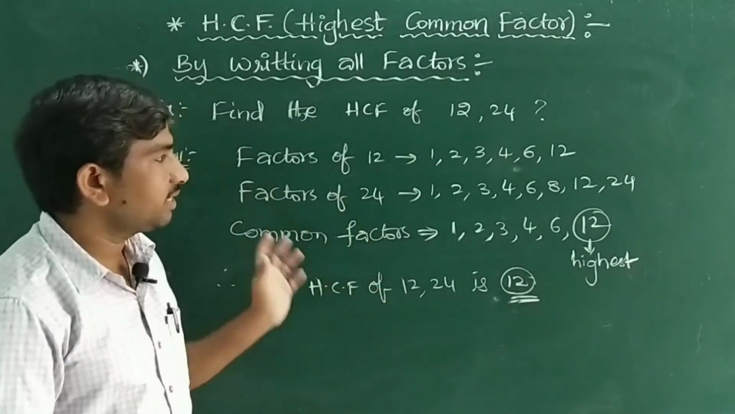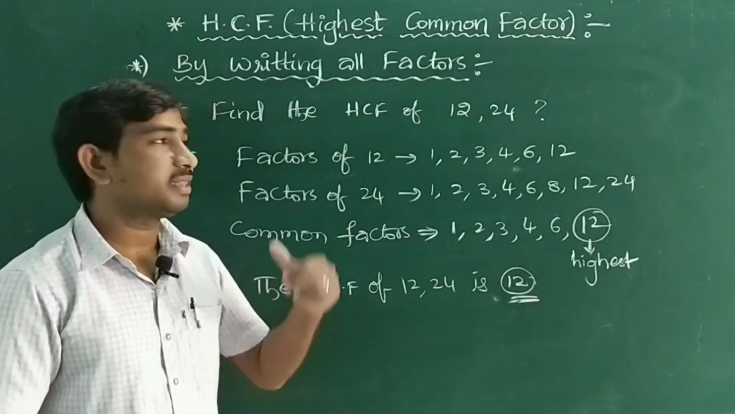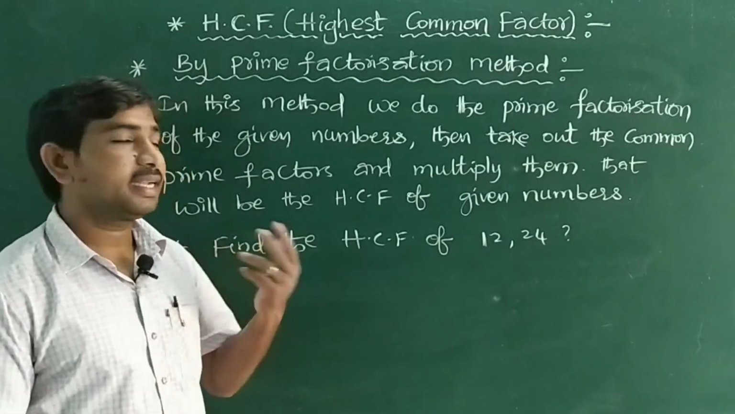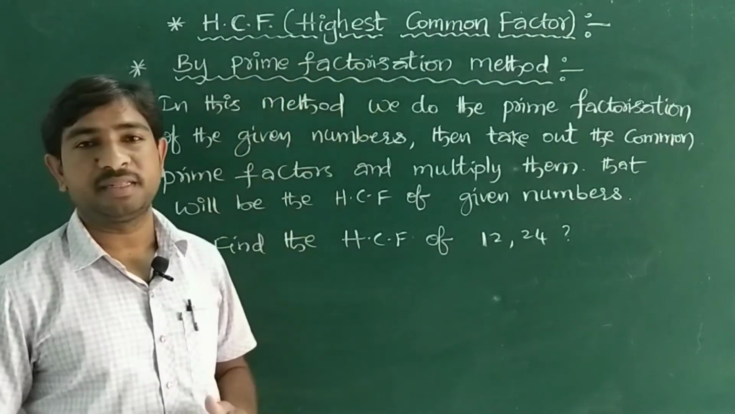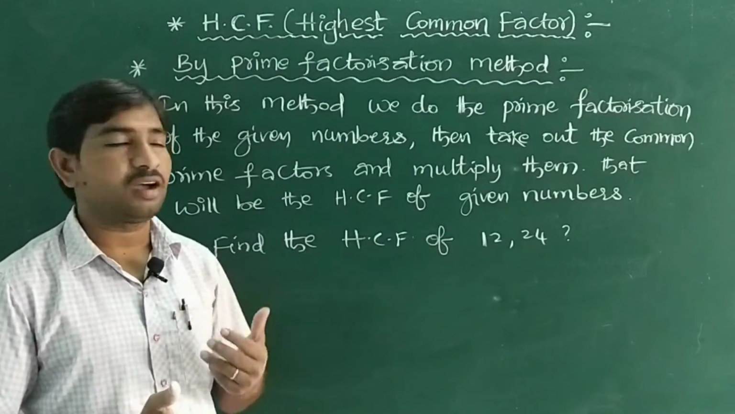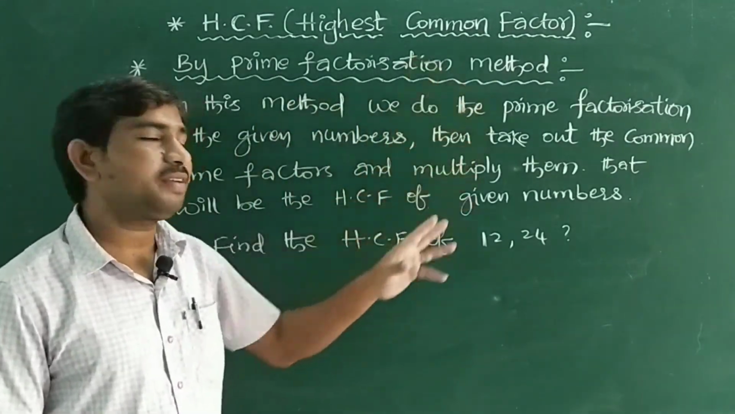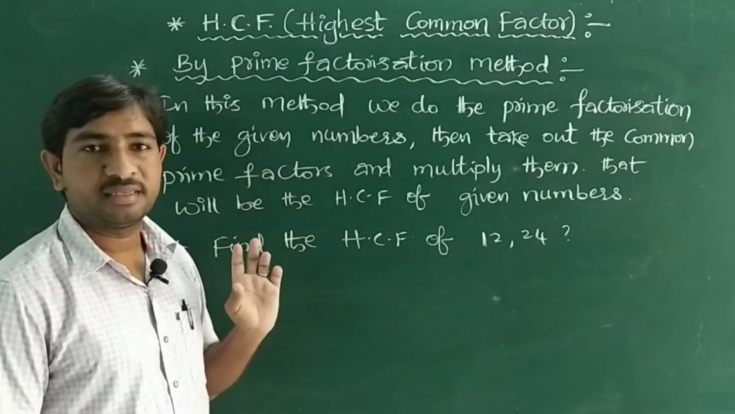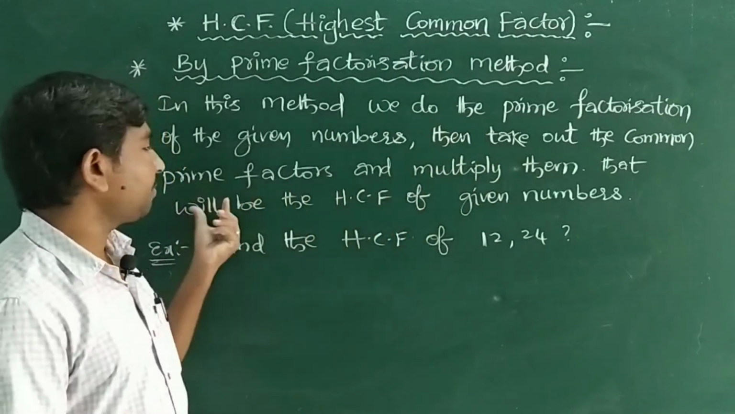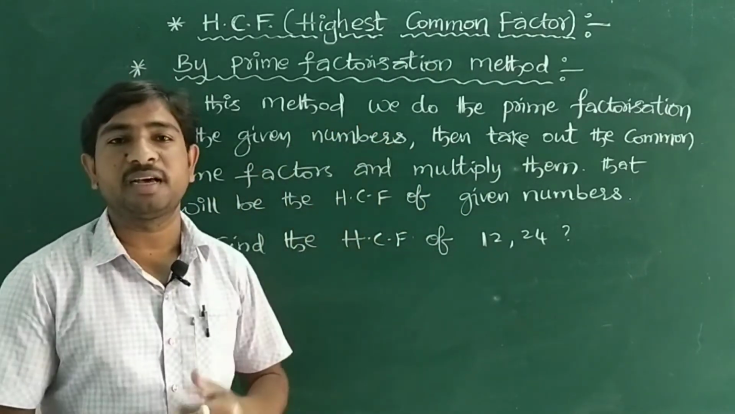Now let us see the second method, by prime factorization method. By this method we have to find the HCF. What is the prime factorization method and how can we solve by this method? First we do the prime factorization of the given numbers, then take out the common prime factors and multiply them. That will be the HCF of the given numbers.